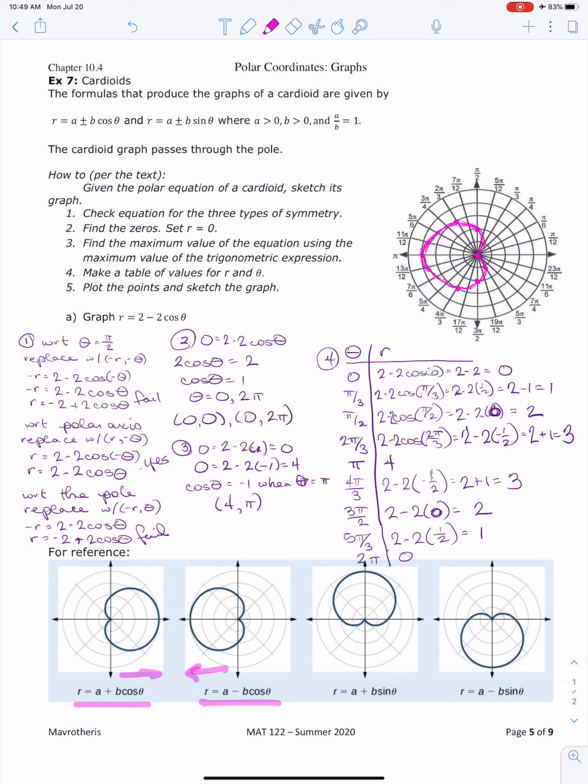Same thing with the sine. r equals a plus b sine theta is oriented to the positive y values, so the positive vertical direction, and r equals a minus b sine theta, we've got that cardioid mostly on the negative side. One other thing to notice, and I kind of glossed over this, a cardioid graph always passes through the pole. Notice that because a and b are the same value, as soon as that cosine or sine equals 1, you've got basically a minus a, or a plus a. And so we are always going to go through the pole for a cardioid.